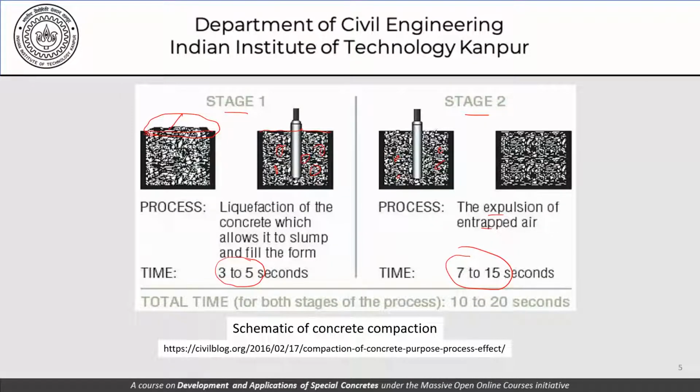Now I would also like to point out that though we could simply add the 2 times here and say that the total time for both the stages in the process is between 10 and 20 seconds, we should remember that this is very strongly related to the characteristics of the concrete being used and that of the vibrator. So whether it will take 3 seconds or 5 seconds or 10 seconds for this consolidation to happen obviously is related to both these characteristics. If we are dealing with a harsh concrete or a different kind of vibrator, as we shall see in the lecture today, these times will be different.